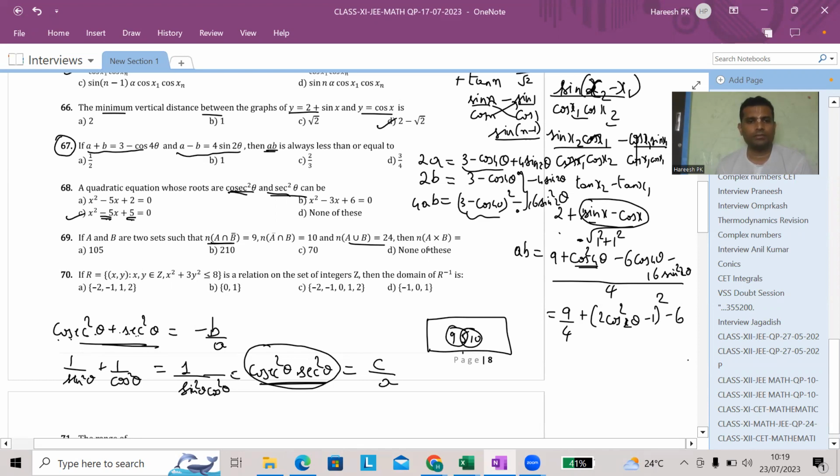Now they're asking how much is n of A cross B. So how many elements does set A have? Set A has 9 plus 5, 14 elements. And set B has 15 elements. So 15 into 14, that's 210.